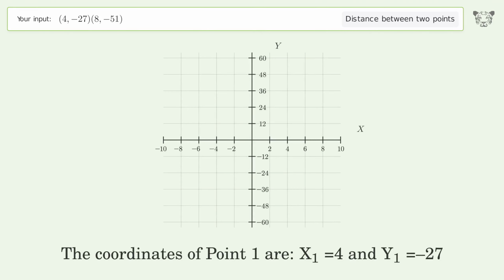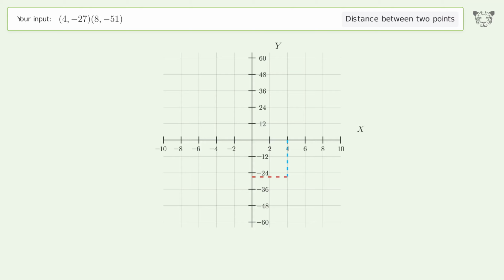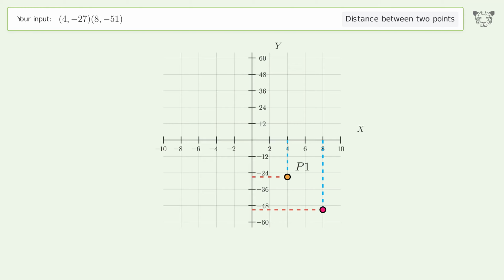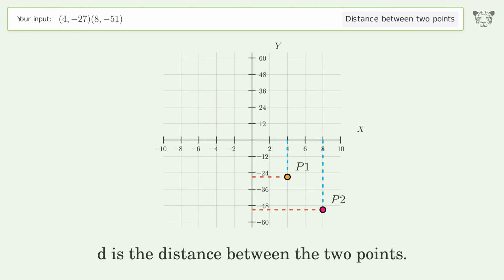The coordinates of point 1 are, x1 equals 4 and y1 equals -27. The coordinates of point 2 are, x2 equals 8 and y2 equals -51. D is the distance between the 2 points.